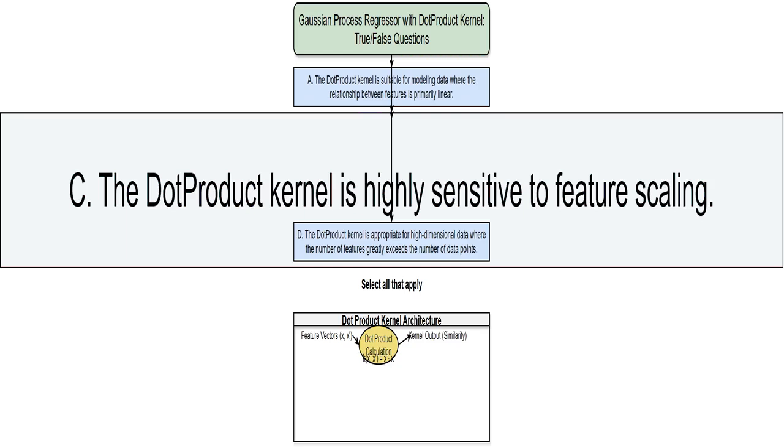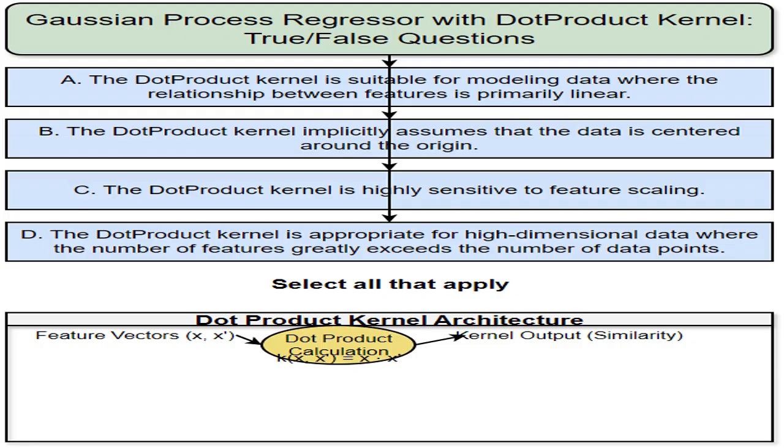This is false. The DotProduct kernel struggles with high-dimensional data because of the curse of dimensionality. In this situation, other kernels may be much more suitable. This refers to using a Gaussian process regressor model with a DotProduct kernel to predict continuous values. Gaussian processes are probabilistic models. The DotProduct kernel gives the model its specific assumptions about relationships between features.